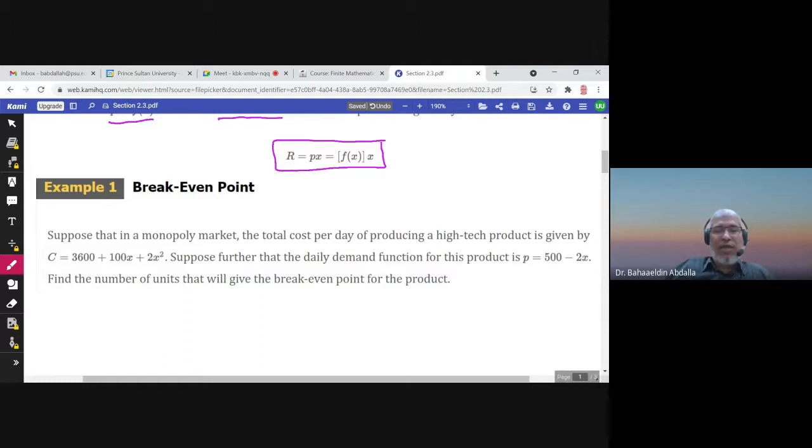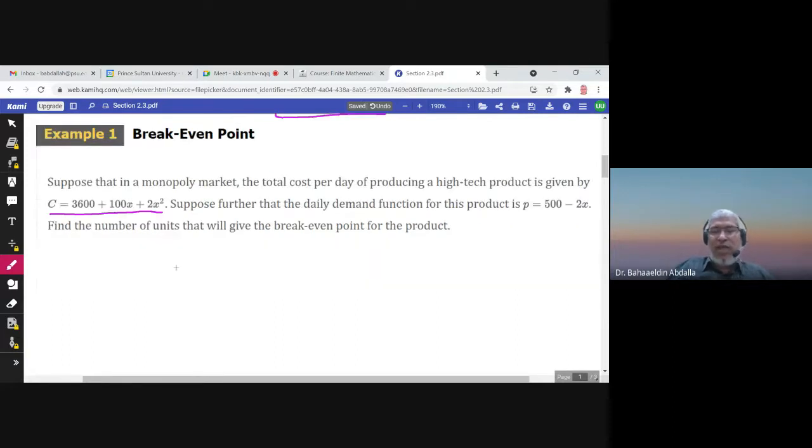Suppose that in a monopoly market, the total cost per day of producing a high-tech product is given by the following. As you can see, this is the cost function, and it is a quadratic function. Suppose further that the daily demand function, which means the price, the demand for this product, is given. So this is the selling price, and as you can see, the selling price is written as a function of x. Find the number of units that will give the break-even point for the product.